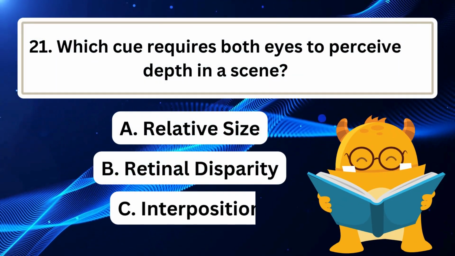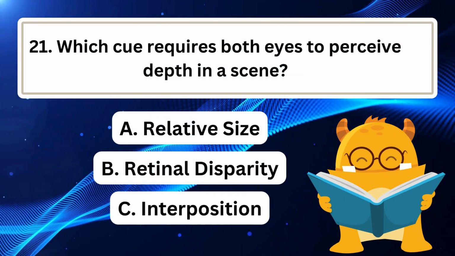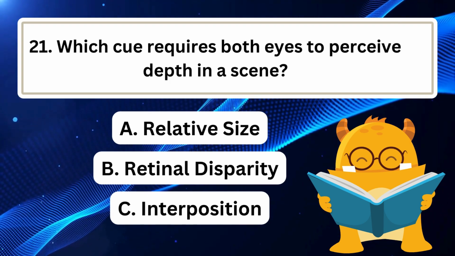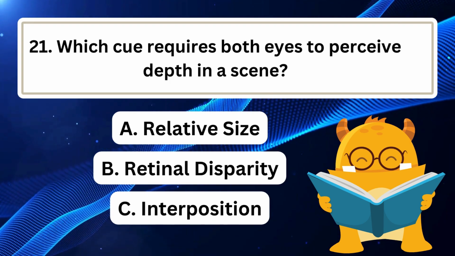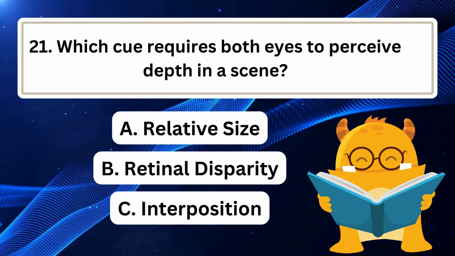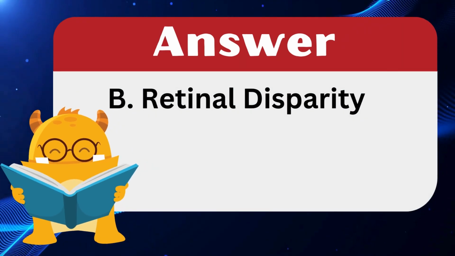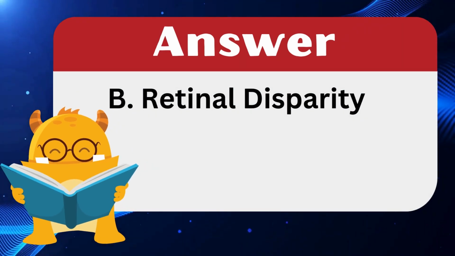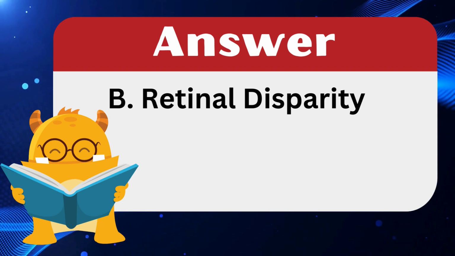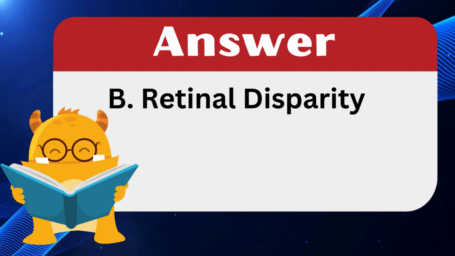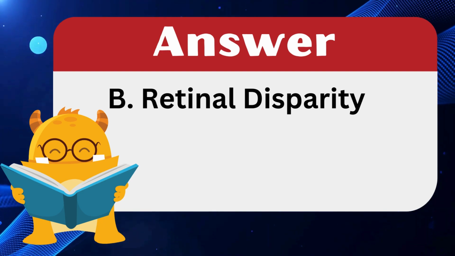21. Which cue requires both eyes to perceive depth in a scene? A. Relative size. B. Retinal disparity. C. Interposition. B. Retinal disparity. Retinal disparity necessitates both eyes to perceive depth differences due to the eyes' slightly different viewpoints.